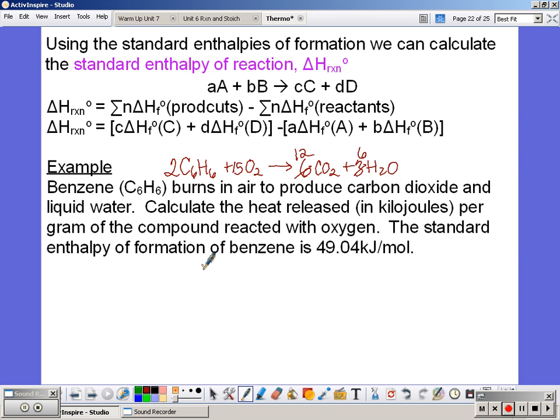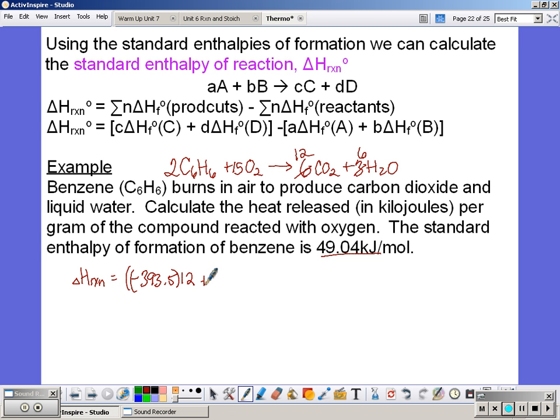Calculate the heat released in kilojoules per gram of the compound reacted with oxygen. The standard enthalpy of formation of benzene is 49.04. So they're giving us the benzene because that's not on page 225. So we're going to say delta H of the reaction is equal to, and then we want to look at our products. So we have carbon dioxide, and that is a negative 393.5. Now there's 12 of them, so we want to make sure that we multiply that by 12.